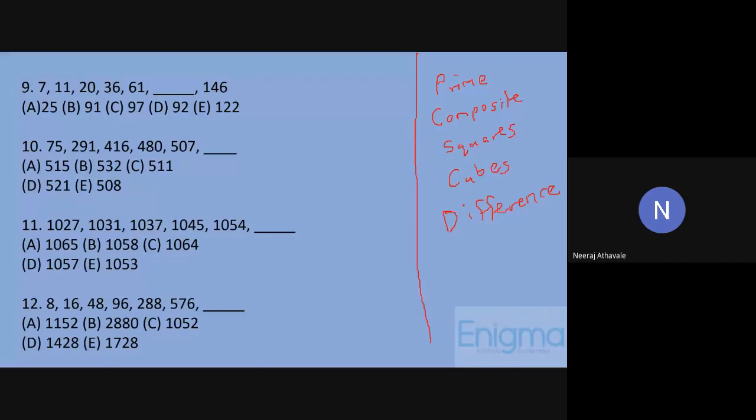And the another logic is difference. Okay. Correct, for this question the answer is 97. Okay, very simple. Just find out the differences between this thing. 7, 11 difference is 4, then 9, 16, 25. So this should be 36. And next is 49. Perfect. Find out the next one.